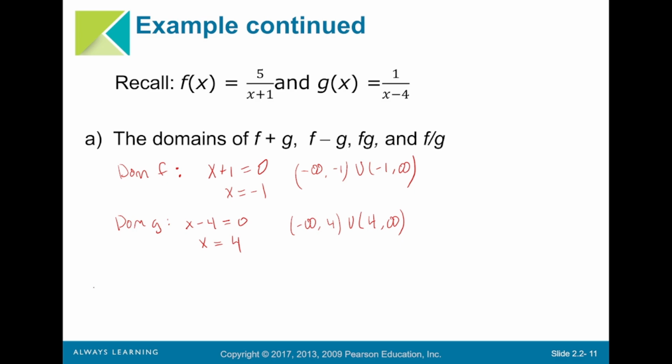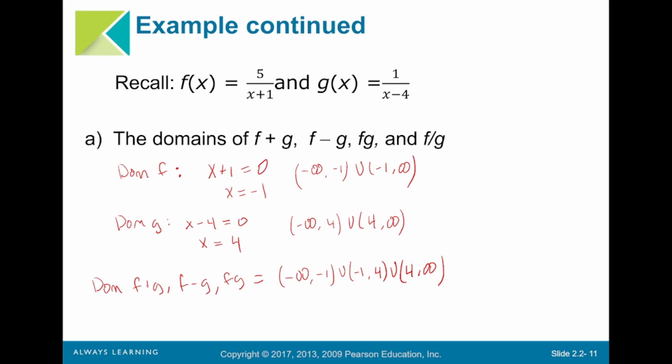Okay, well that means that the domains of f plus g, f minus g, and fg we can write down immediately. They all have the same domain. And we want to basically do the same idea that we have from f and g. We want to leave out -1. We want to leave out 4. So that's -infinity to -1, union -1 to 4, union 4 to infinity. We just build it by basically skipping over -1, skipping over 4, and that's the intersection of those two different domains.